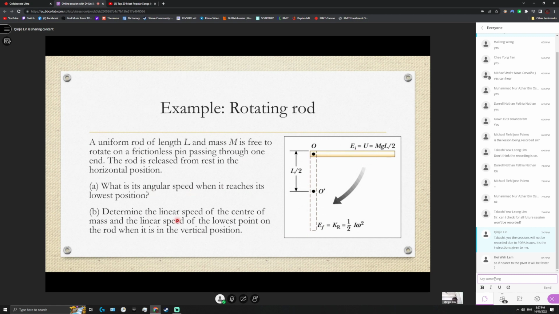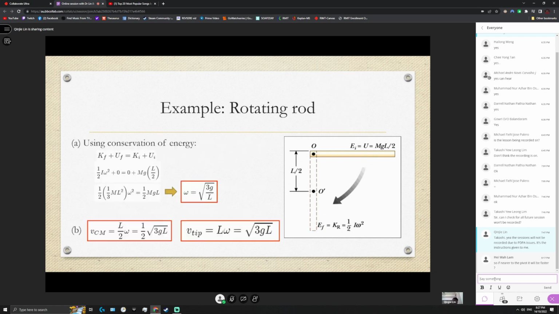Part B, determine the linear speed of the center of mass and the linear speed of the lowest point of the rod when it's in this position. So down here, they ask you to determine the linear speed of this point and the linear speed of this point. Part A, calculate the angular velocity first.